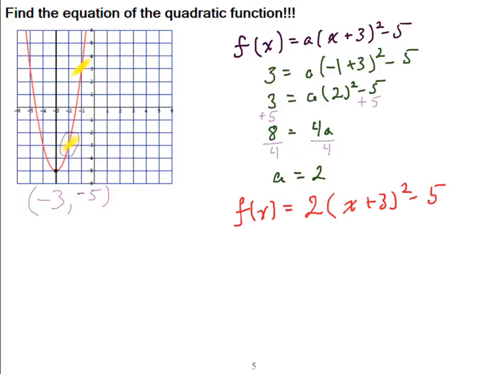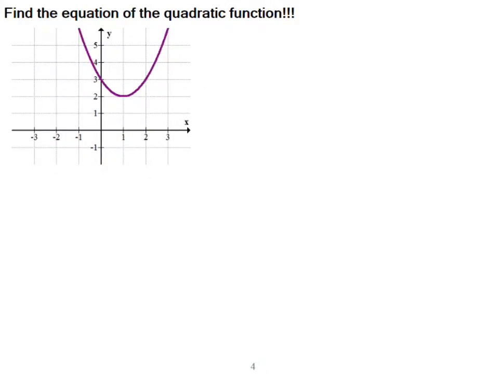Let's try another one. Did you get the idea here? Can you do this one? All right. On your own, what's the vertex? Step 1, identify the vertex. The vertex here is 1, 2. And then we need another point. Whenever I have a y-intercept for a point, I always like to use that because it's a lot easier. So that's the point 0, 3, all right?